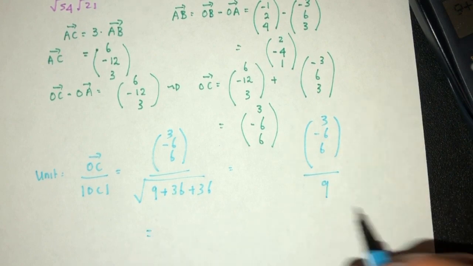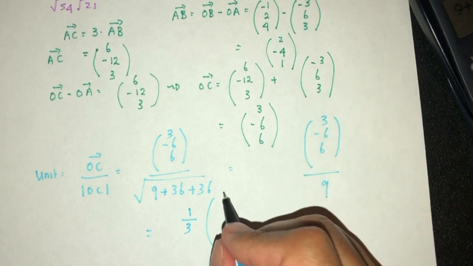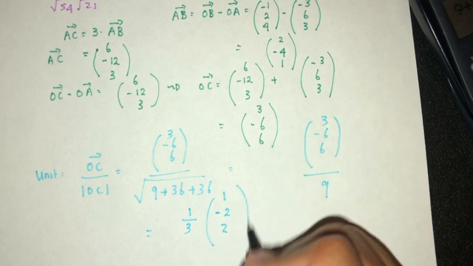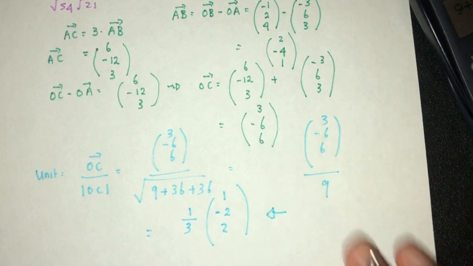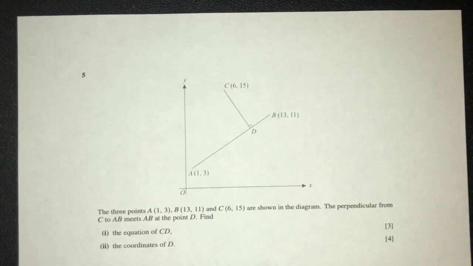9. Simplify, divide by 3. You will have 1 over 3 times 1 minus 2, 2. That should be the unit vector in the direction of OC. And that will be your question in regards to vectors. Let's move on to the next question.